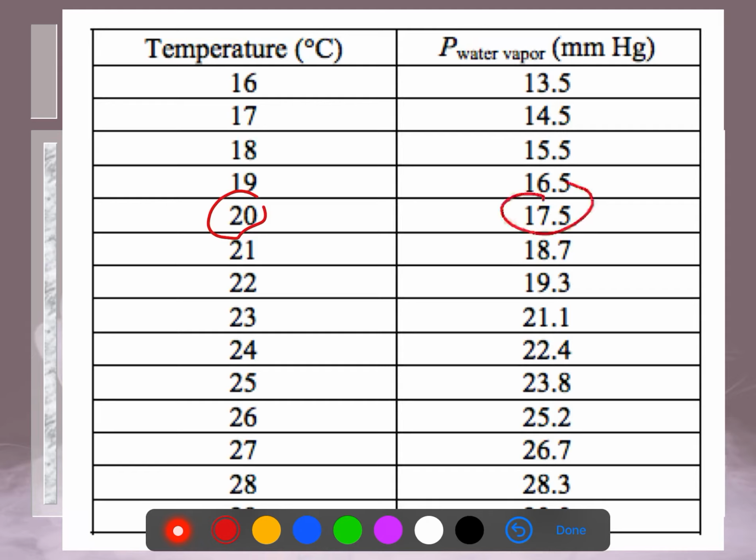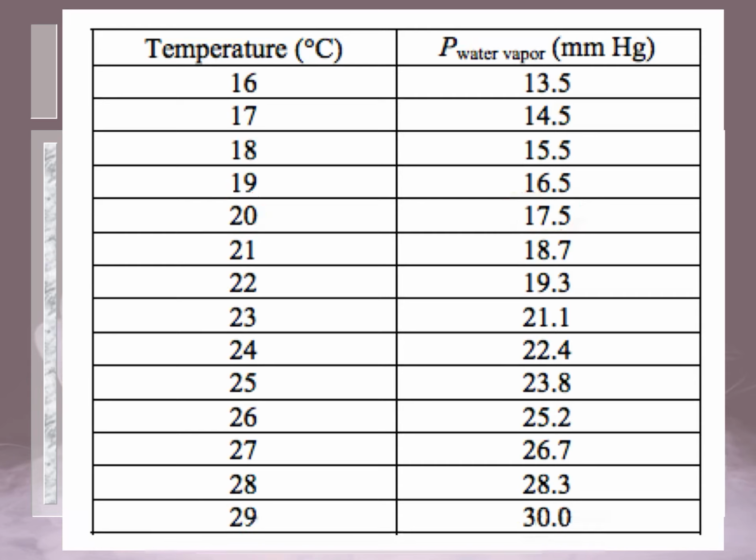Now, if it's a small container, it only takes a little bit of water to create the 17.5 millimeters of mercury. But if it's a large container, you get much more evaporated water, but it still produces a pressure of 17.5. The pressure that's created, what's called vapor pressure, is solely based on the temperature.